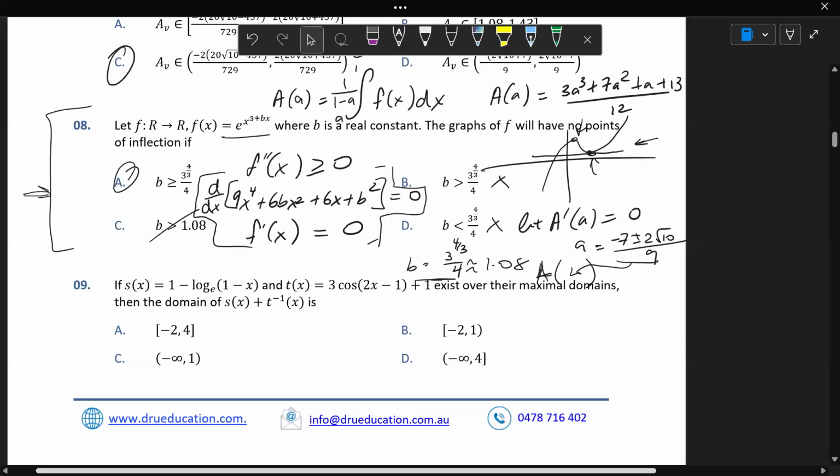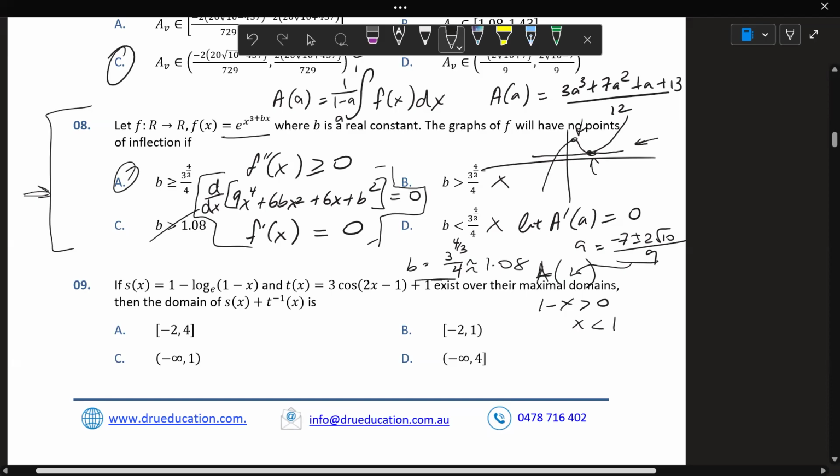Okay, so question 9. This is a pretty standard one. Find the domain of this. So the domain of S of x is: 1 minus x must be larger than 0, so x must be less than 1.